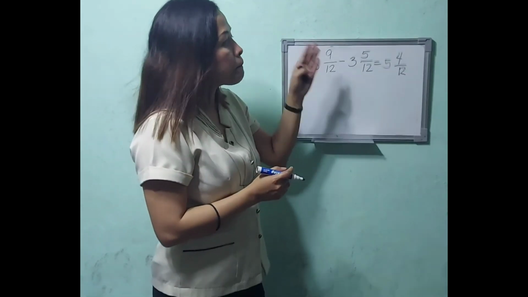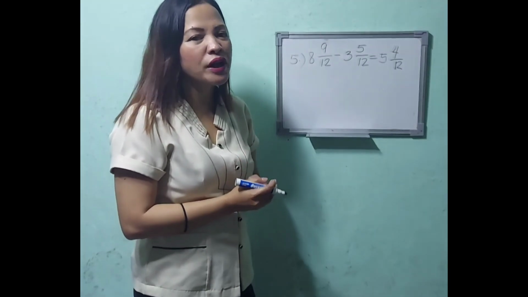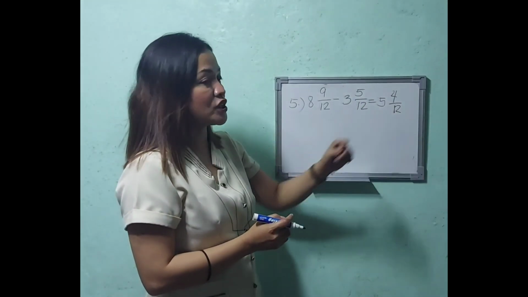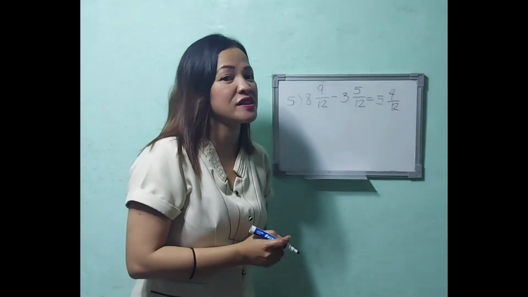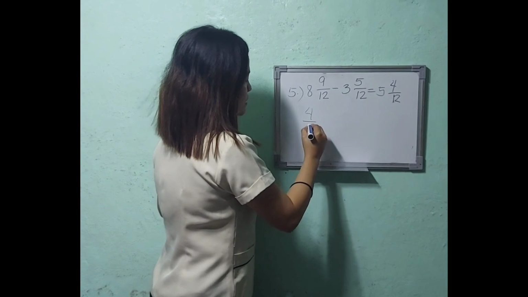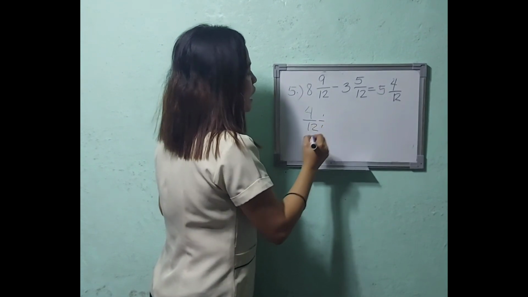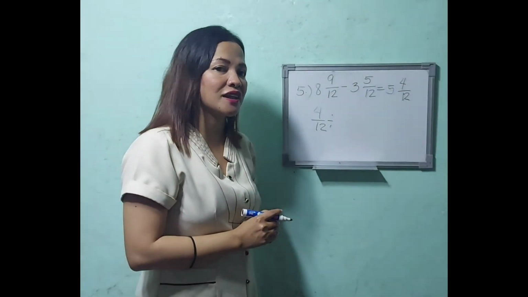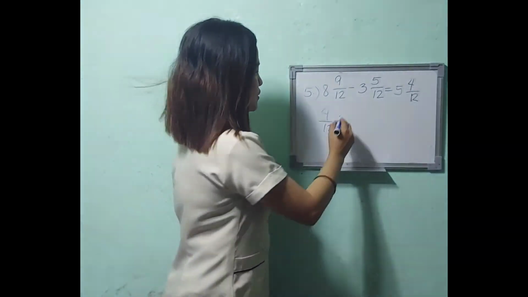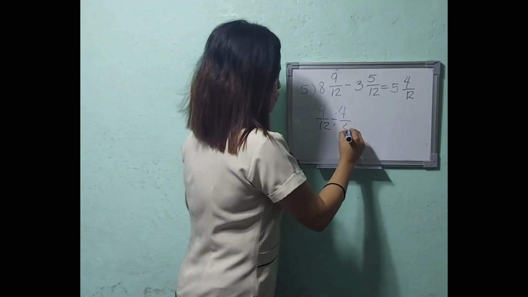Okay? So, paano ba natin yung i-lowest term? Ano kaya ang common factor or GCF ng 4 and 12? Ano kaya ang pwede natin i-divide sa kanya? So, isulat natin si 4 at si 12. At hahanap tayo ng pwede natin i-divide sa kanilang dalawa. Ano kaya? Tama. 4. So, we have 4.